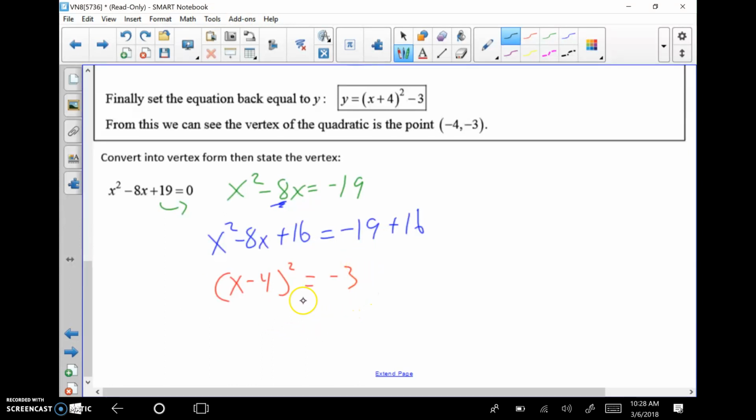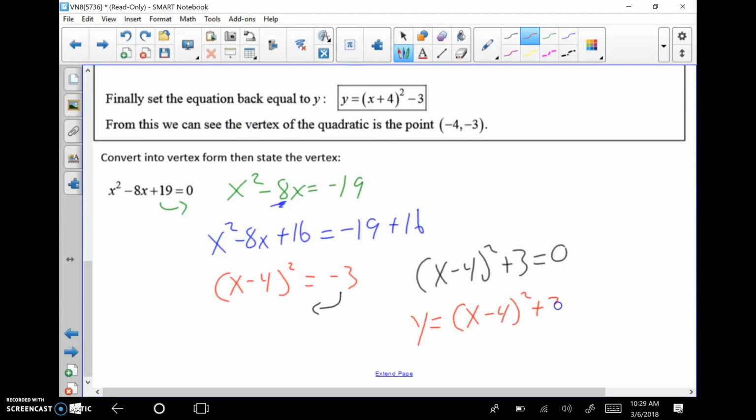Now we reset it equal to 0. So bring this number back over. Because it's negative, I'd have to add 3 to both sides, making it x minus 4 squared plus 3 equals 0. And then lastly, instead of having it equal to 0, put it back equal to y. y equals x minus 4 squared plus 3.